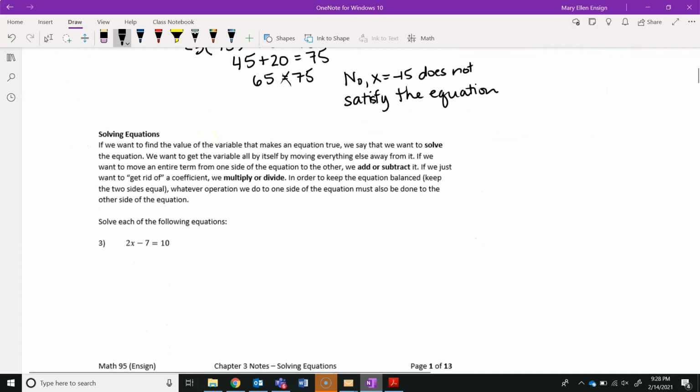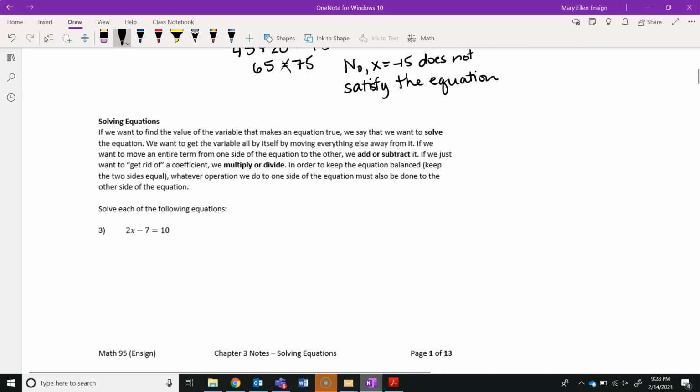Okay. So in this case, we were given a possible answer, and we had to decide whether or not it was the solution to the equation. Now we're trying to solve these equations, okay? We want to find the value of the variable that makes that equation true. We want to solve the equation. We want to get that variable all by itself by moving everything else away from it, okay?